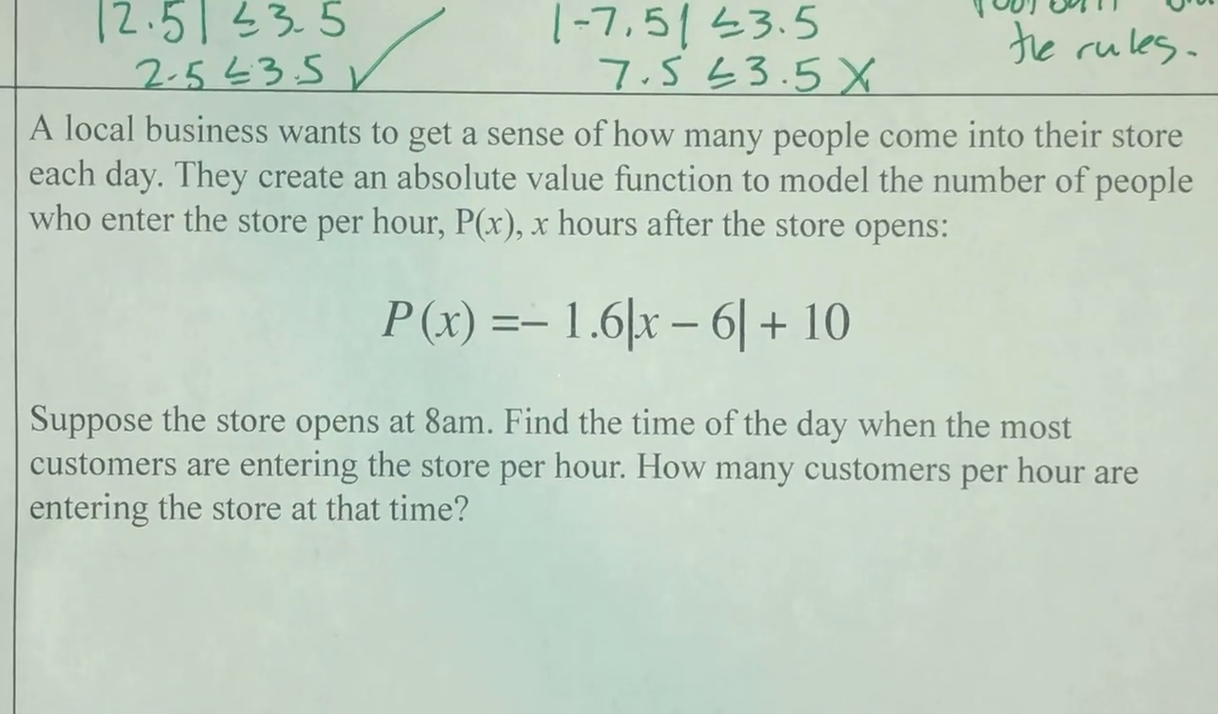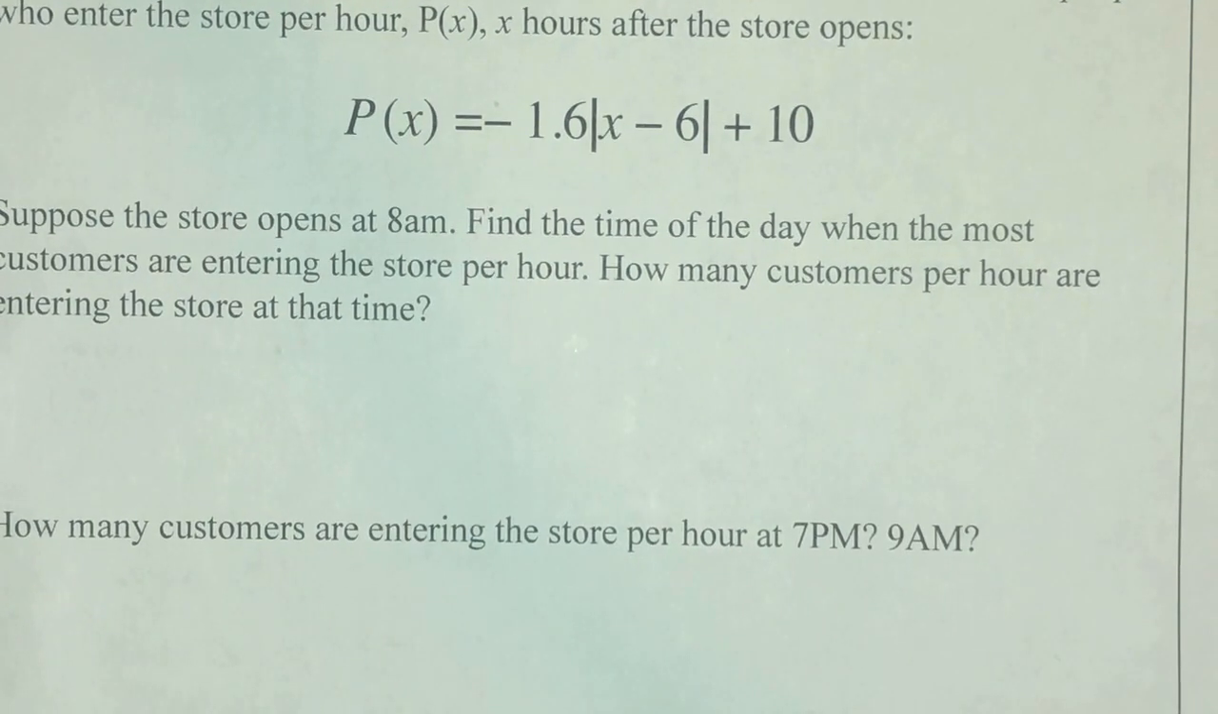A local business wants to get a sense of how many people come into their store each day. So what do they do? Well, they create an absolute value function to model the number of people who enter their store per hour, x hours after the store opens. Suppose the store opens at 8 a.m. Find the time of day when the most customers are entering the store per hour. How many customers per hour are entering the store at that time?